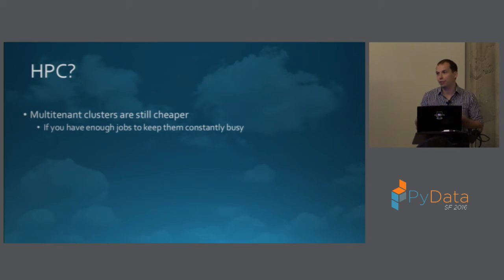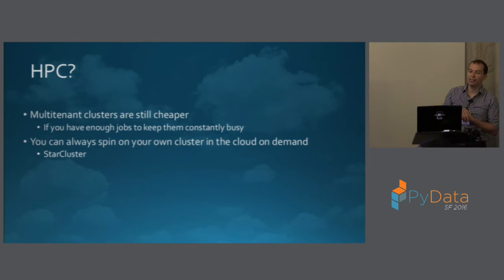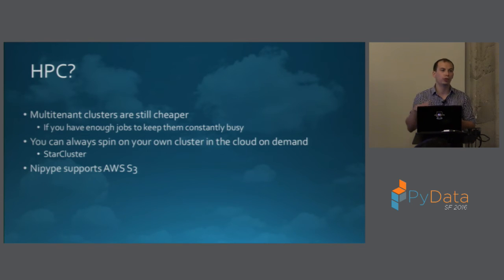So many of these high-performance computers do not give you root access on your virtual machine. You basically are your user, and you're sharing nodes with other users, and there are fair use policies, there are priorities, there are queues, et cetera, et cetera. But within those constraints, this is still cheaper. Nonetheless, you can still always spin your own cluster in the cloud. So basically rent your own cluster from Amazon or Google or something else. And there's a nifty piece of software called StarCluster that allows you to do that quite easily. And on top of that, Nipype also supports AWS S3, so you can always pull and push to S3 if you wish to do that.